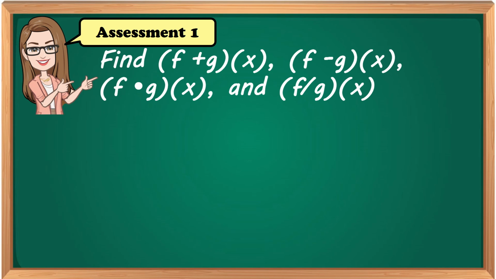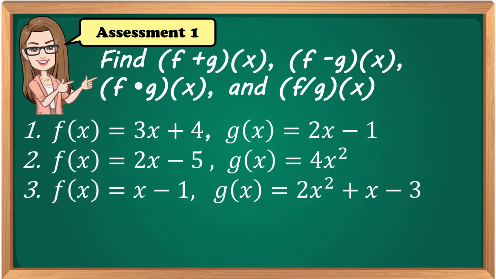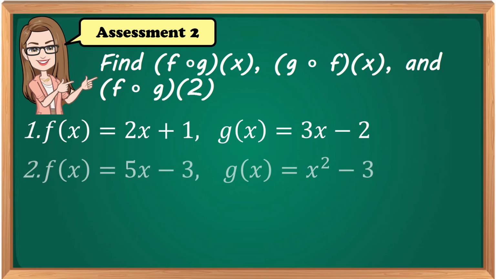For our assessment 1, we have find f plus g of x, f minus g of x, f times g of x, and f divided by g of x. And we have this given. For our assessment 2, you have to find f circle g of x, g circle f of x, and f circle g of 2. So these are the given.